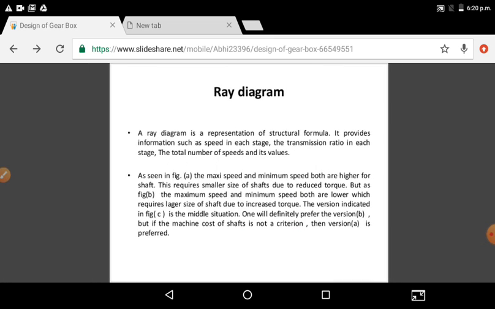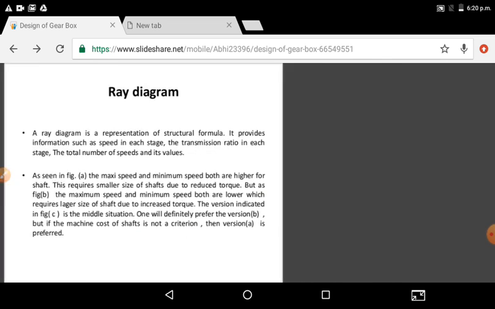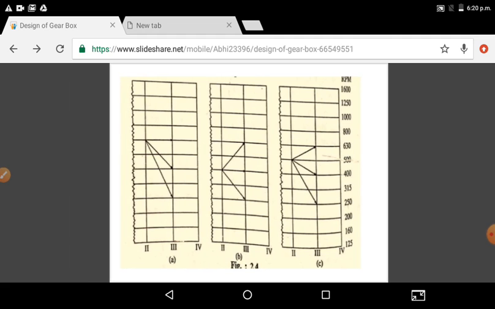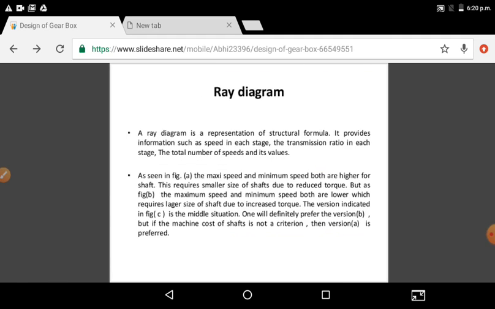Now the ray diagram. A ray diagram is a representation of the structural formula. It provides information such as the speed in each stage, the transmission ratio in each stage, the total number of speeds and their values, as seen in the figure. This is the figure of the structural diagram, or you can say the ray diagram. As seen in the figure, the maximum speed and the minimum speed are both higher for the shaft. This requires a smaller shaft size due to reduced torque.